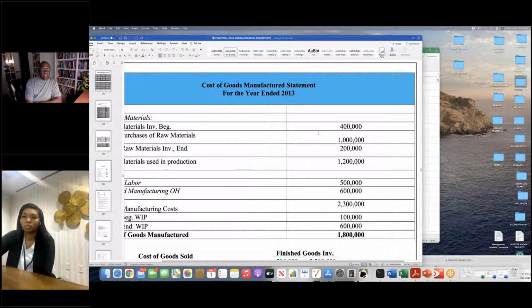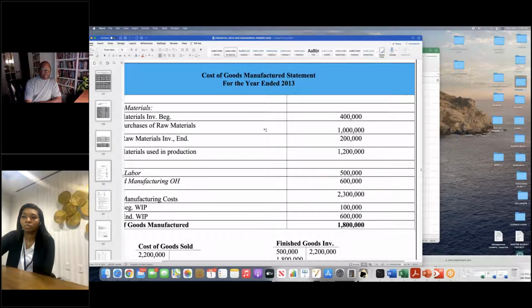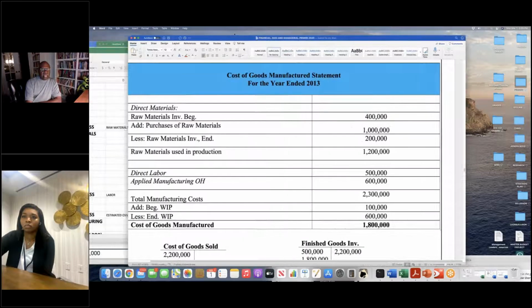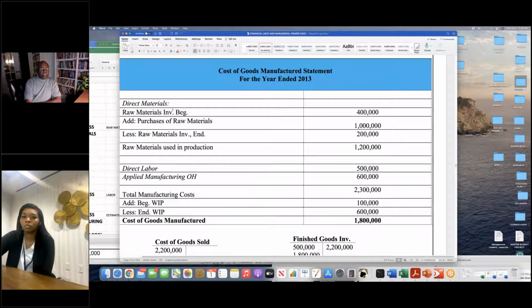Cost of goods manufactured statement. And you're going to find that this statement picks up the raw materials cost, labor, and the overhead and adds them together to get the total cost. Add beginning inventory, less ending inventory, cost of goods manufactured. So this is the main new statement that you're dealing with in terms of how much did it cost us to make the item in 2013.